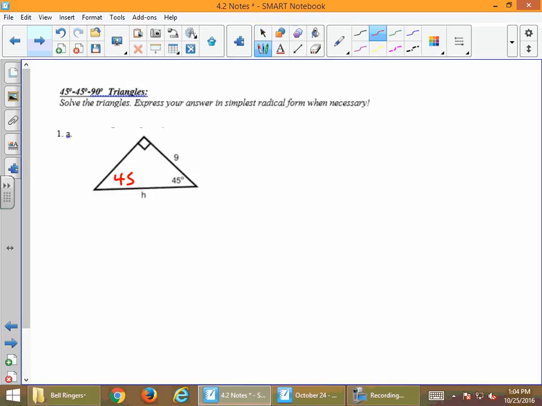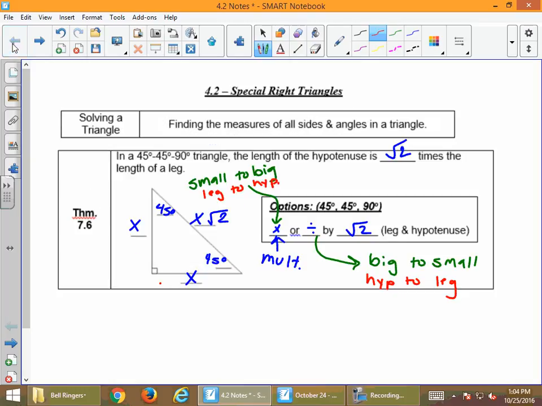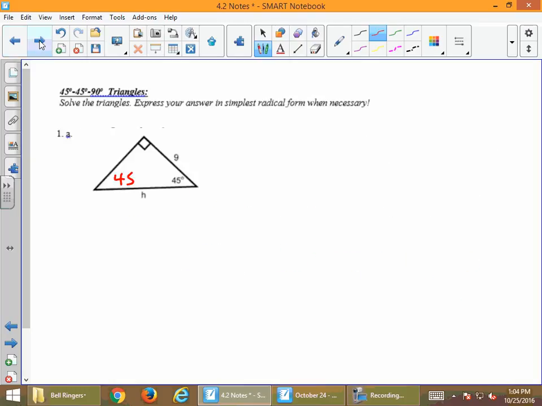Now the question is, in a 45, 45, 90, there are only 2 pieces you have. I either have a leg or I have a hypotenuse. What piece was I given? What value do I have? One of the legs. The nice thing is this is a right isosceles triangle, so if this side is 9, the opposite side is also 9. They will be the same. It doesn't ask for it, but it's just nice to know that.